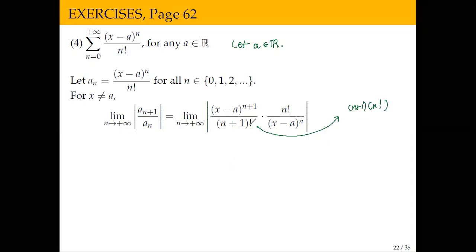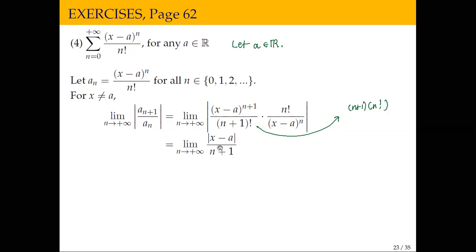So magka-cancel out yung n factorial, may matitirang 1 over n plus 1. And we know that n ranges from 0 to positive infinity, thus the absolute value of 1 over n plus 1 is just itself. So you will be left with the following.